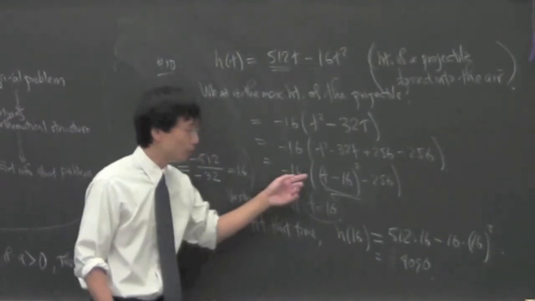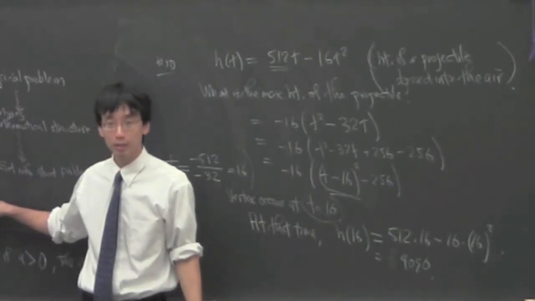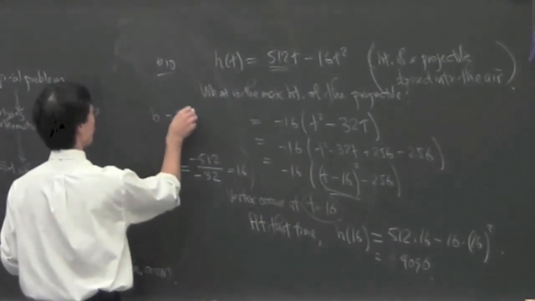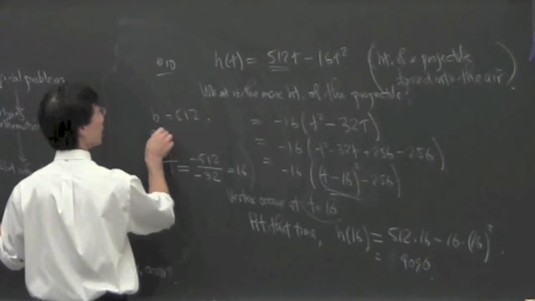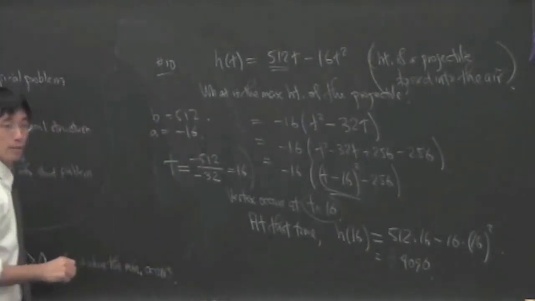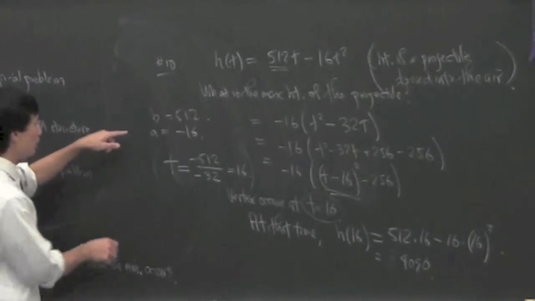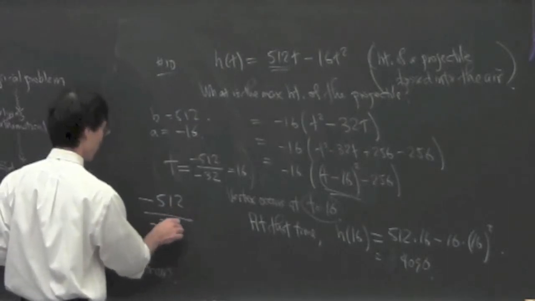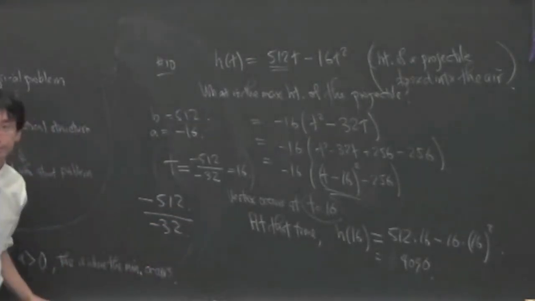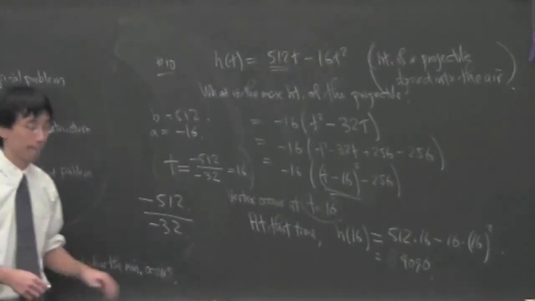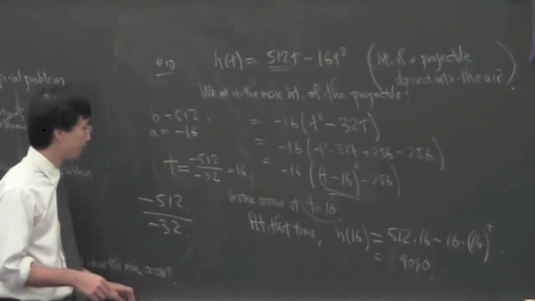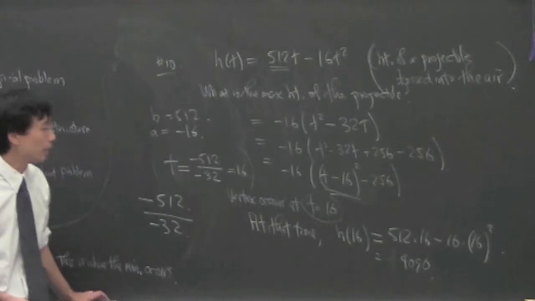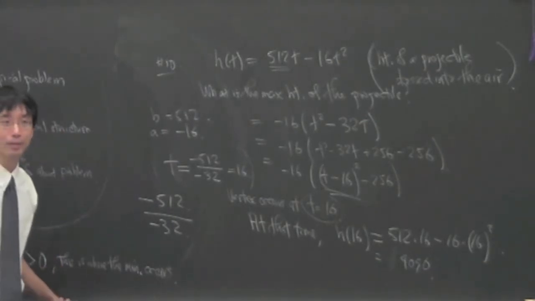What were you doing, Alex? Did you complete the square, or did you use the formula? I did negative b over 2a. Okay, so b is 512, and then a is negative 16. So negative b over 2a is positive. So the vertex is at 16, comma, 4,096. That's good. So you know where this object is going to be at its highest point.